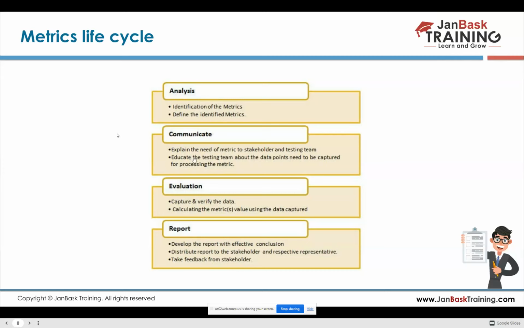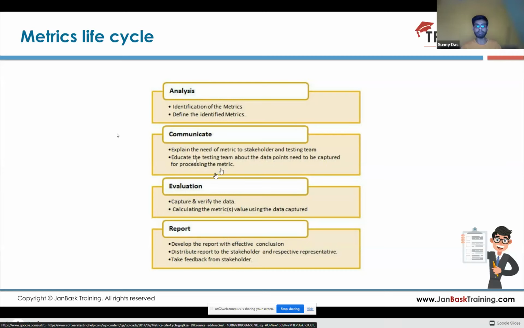Right? Educate the testing team about the data points that need to be captured for processing the metric. So the test lead or test manager will educate you on what the different data points are and how those reports need to be provided, so that they can generate the test metrics, right? So this comes under communication. Then evaluation: capture and verify the data, calculate the metric values using the data captured, and finally generate the report. Develop the report with an effective conclusion, distribute the report to stakeholders and respective representatives, and take feedback from stakeholders.